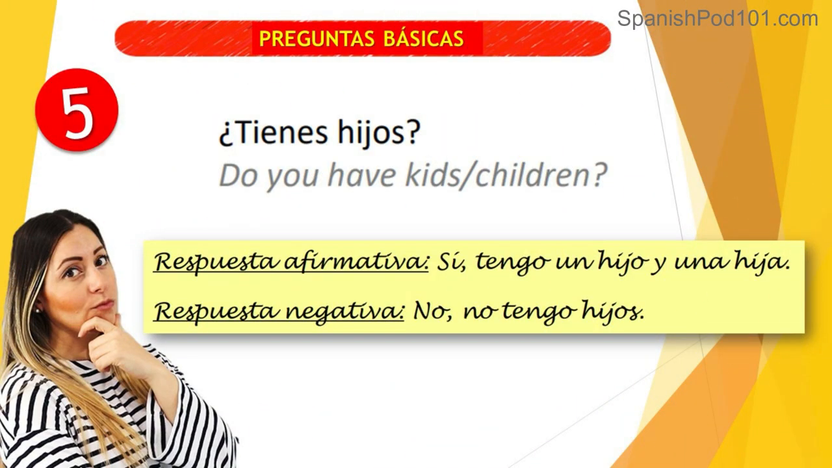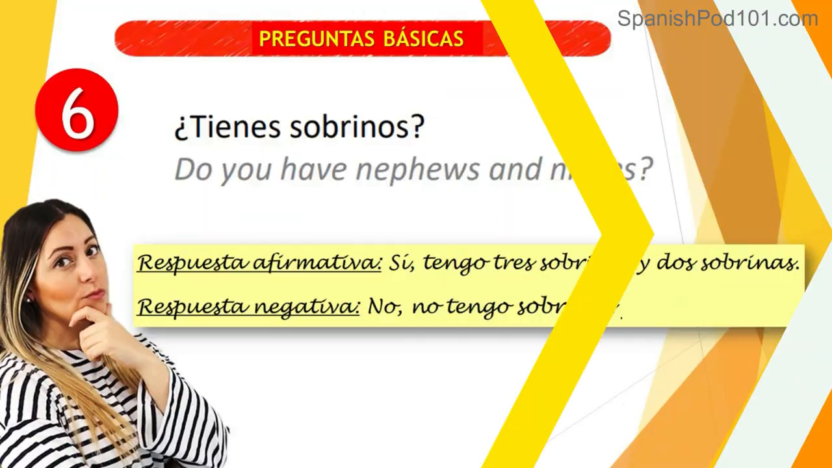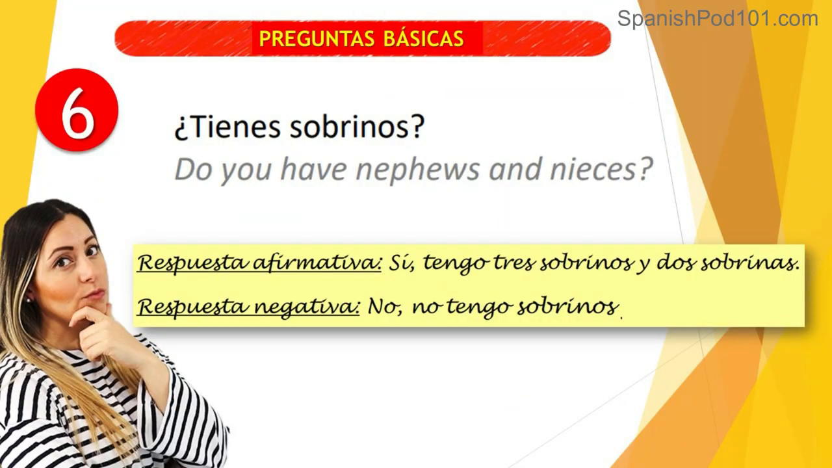Pregunta número 5. ¿Tienes hijos? Sí, tengo un hijo y una hija. No, no tengo hijos. Pregunta número 6. ¿Tienes sobrinos? Sí, tengo 3 sobrinos y 2 sobrinas. So remember, sobrinos is going to be nephews and sobrinas, nieces.